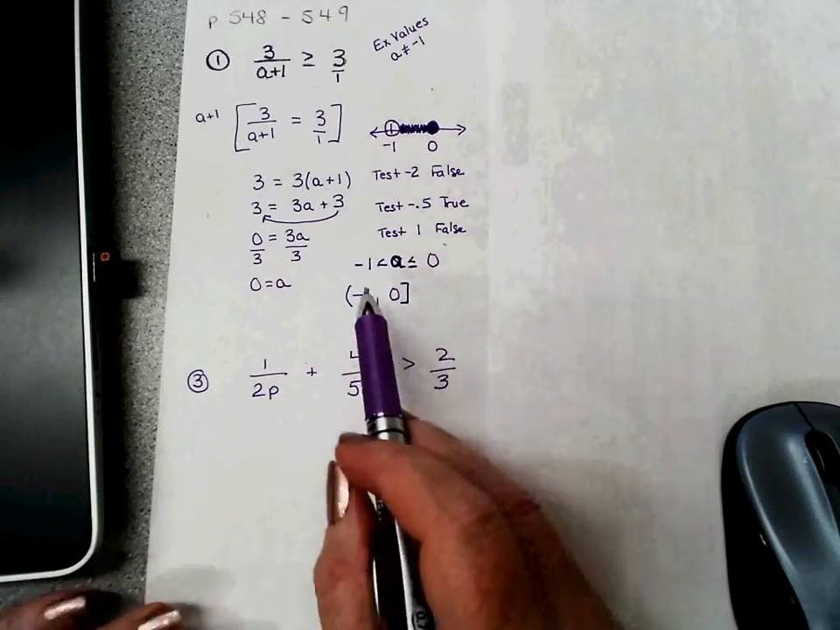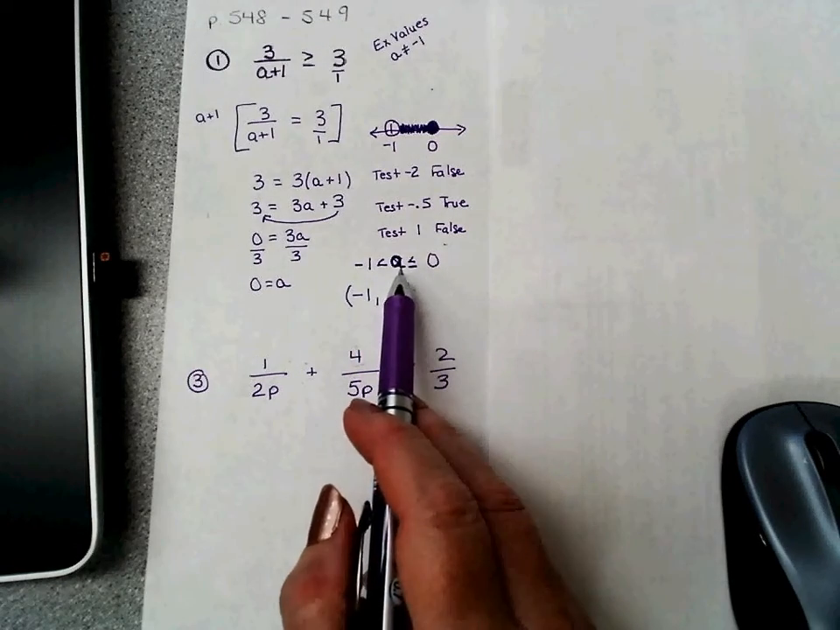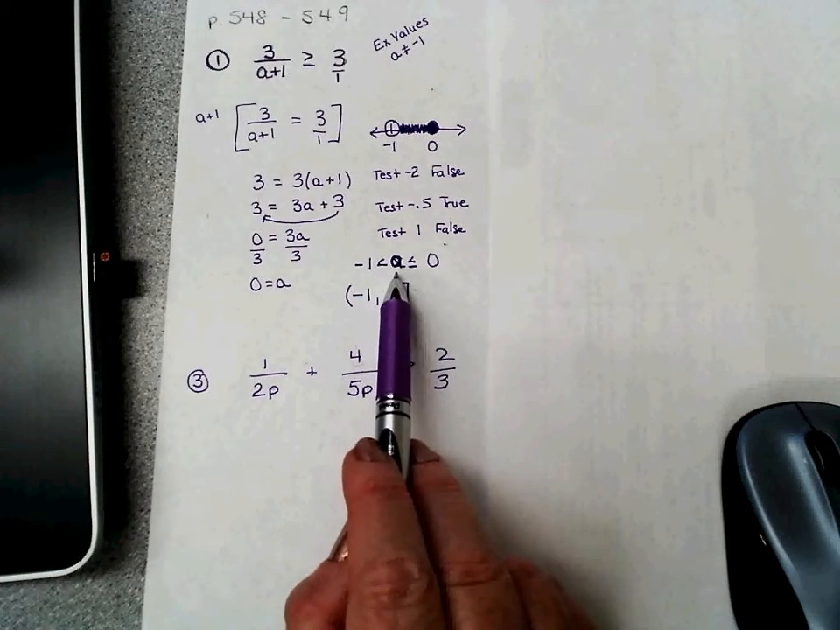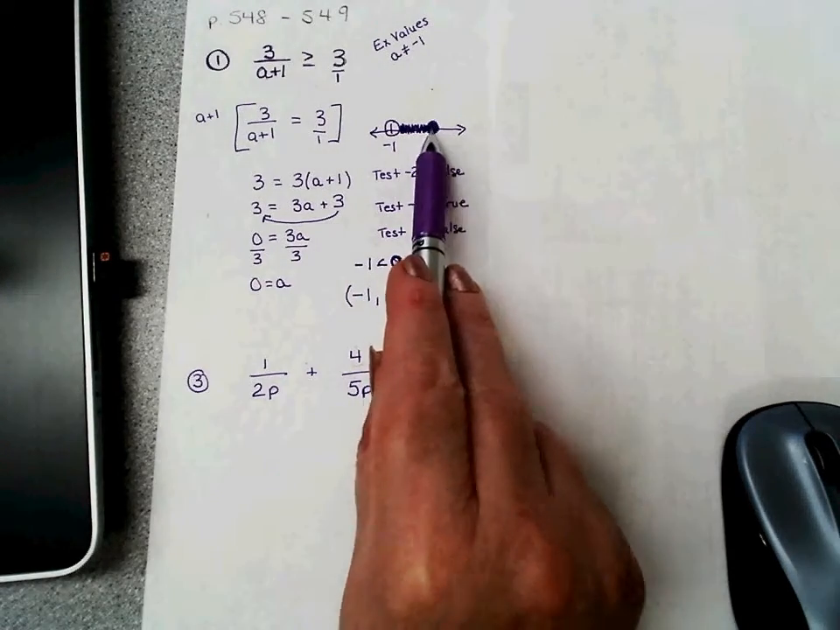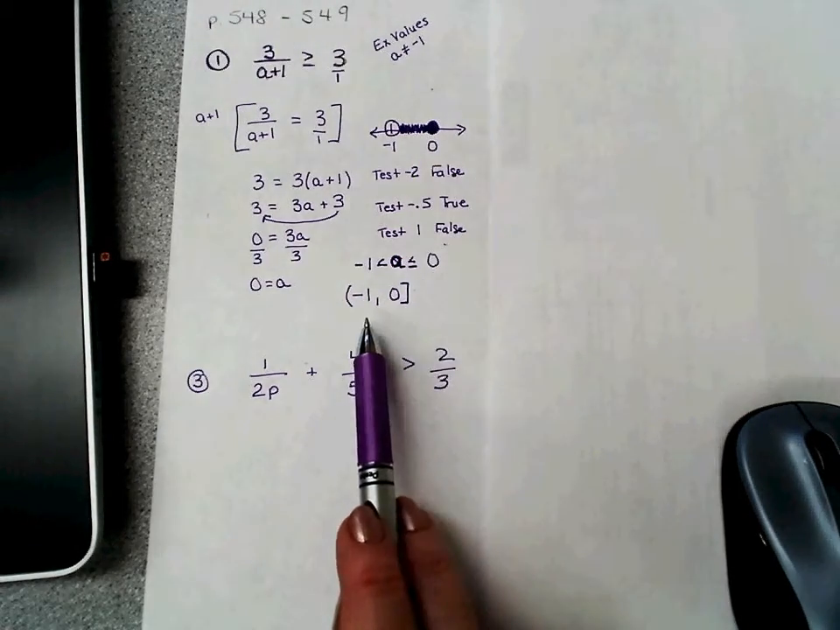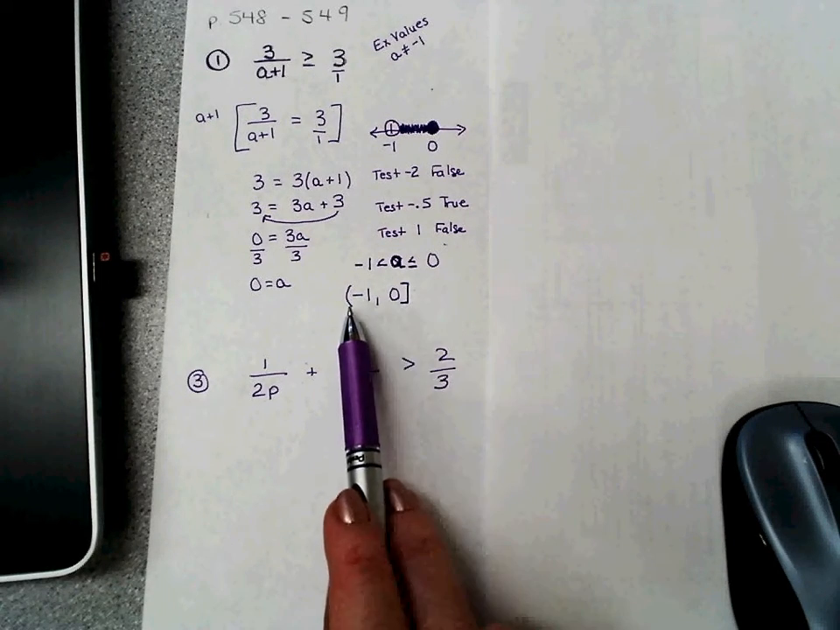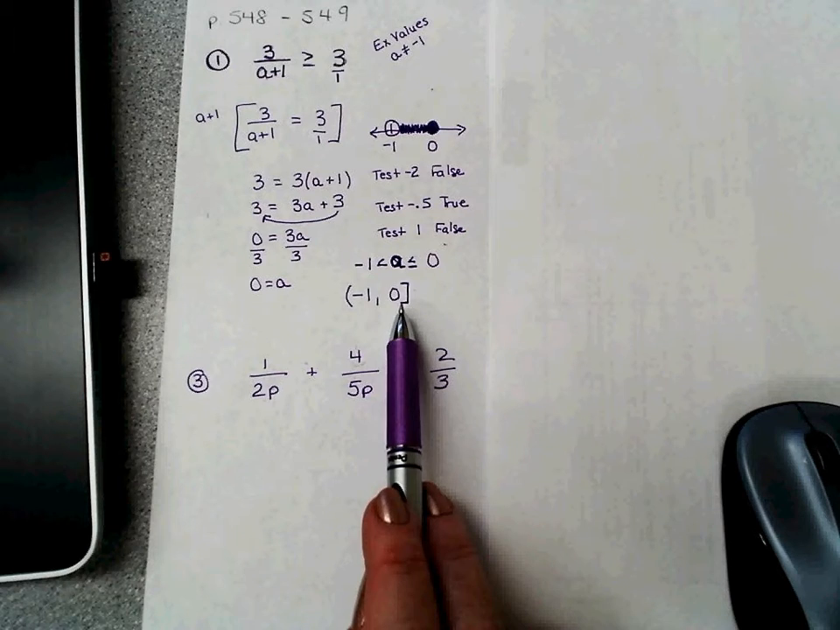I accidentally wrote an X. That's the problem of working math in pen. -1 is an open, so it's -1 is less than a, is less than or equal to, because it's closed, 0. And here it is in set notation. -1 comma 0, parenthesis, bracket.